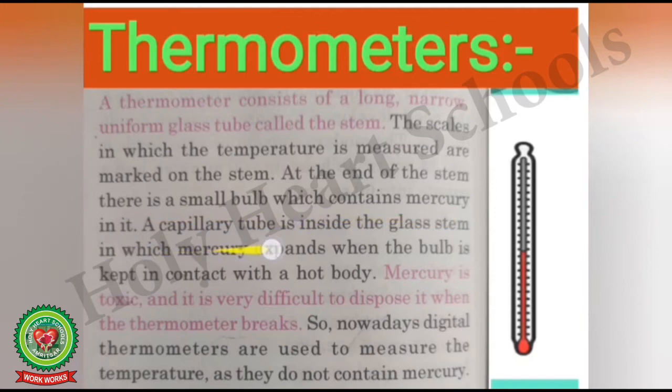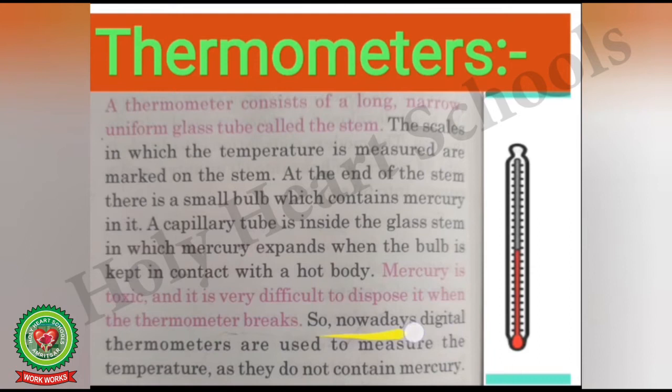A capillary tube is inside the glass stem in which mercury expands when the bulb is kept in contact with a hot body. Mercury is toxic and it is very difficult to dispose of it when the thermometer breaks. So nowadays digital thermometers are used to measure the temperature as they do not contain mercury.